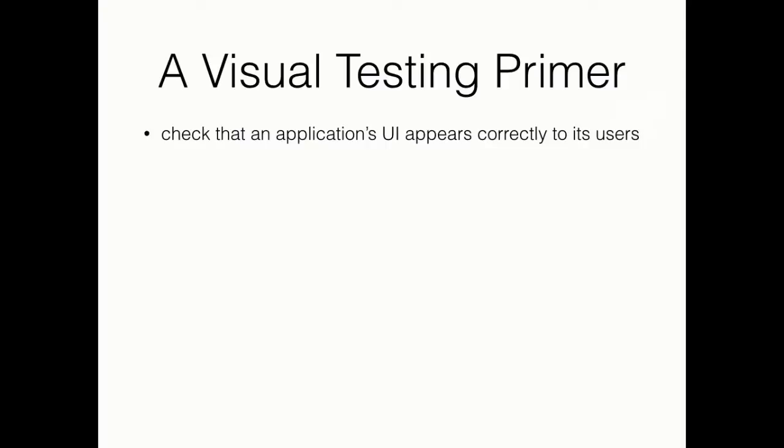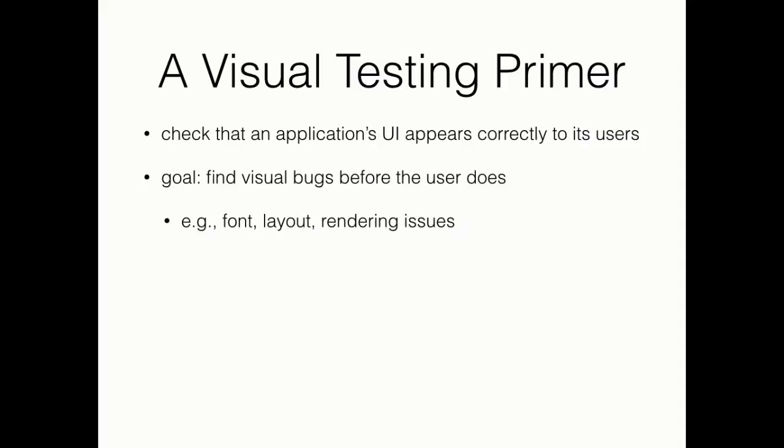So, just a quick primer on what visual testing is for the uninitiated. What you do with visual testing is you check to see that an application's UI appears correctly to its users. And the goal is to find visual bugs before your users do. By visual bugs, I mean things like font rendering issues, layout issues, just anything on the page that's out of place. There are loads of issues that humans can spot by manually doing visual checks, but there are still loads that you'll miss as well.